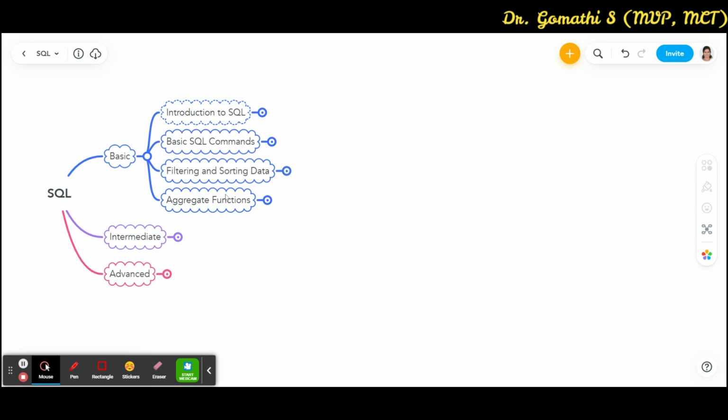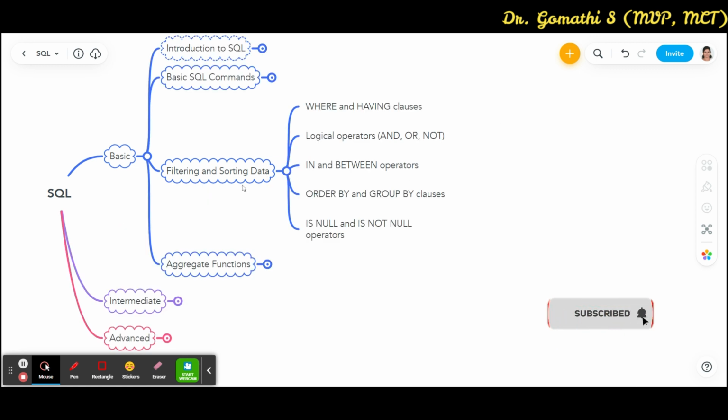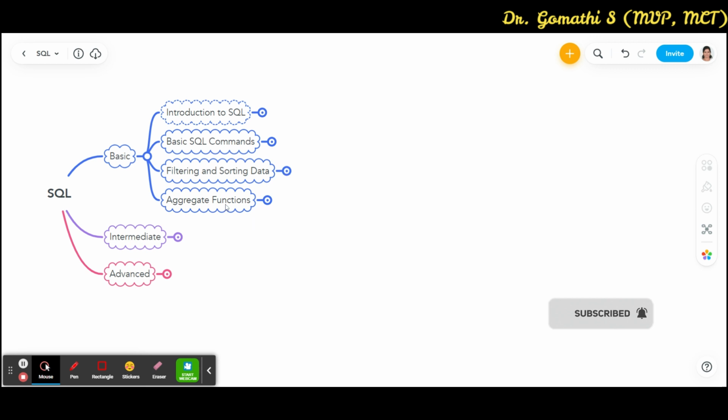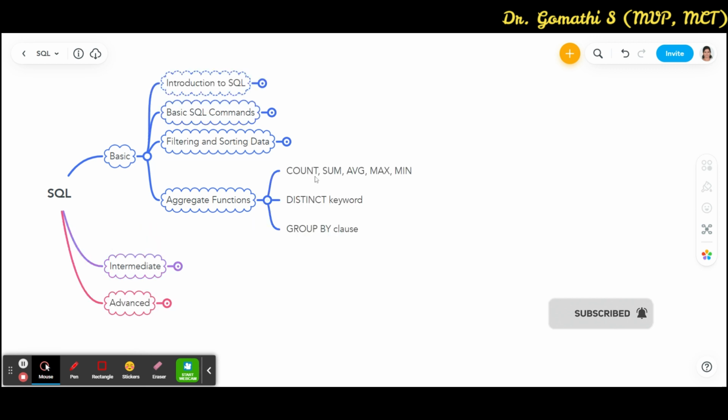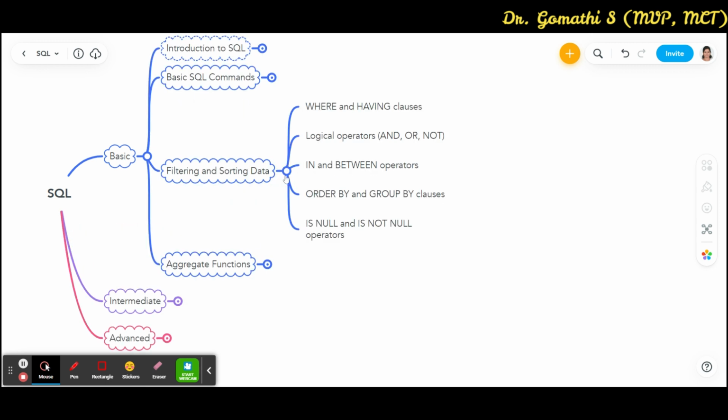We also have wildcards like the like operator, so you can use like in order to filter the data. Next are aggregate functions like count, sum, average, max, min, the distinct keyword, and the group by clause. All these things are important.